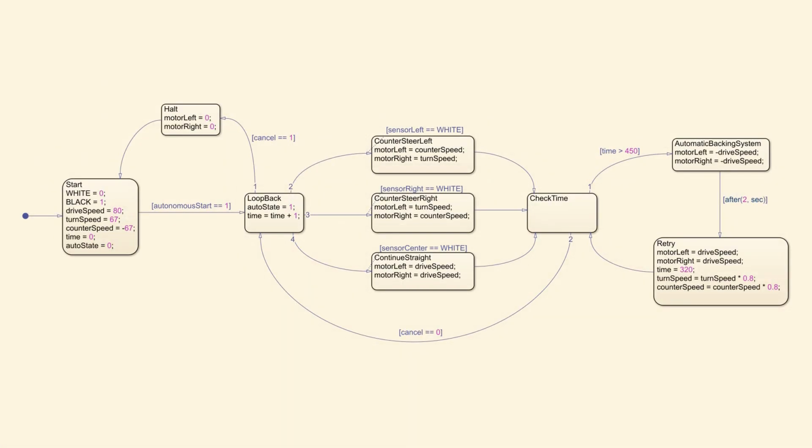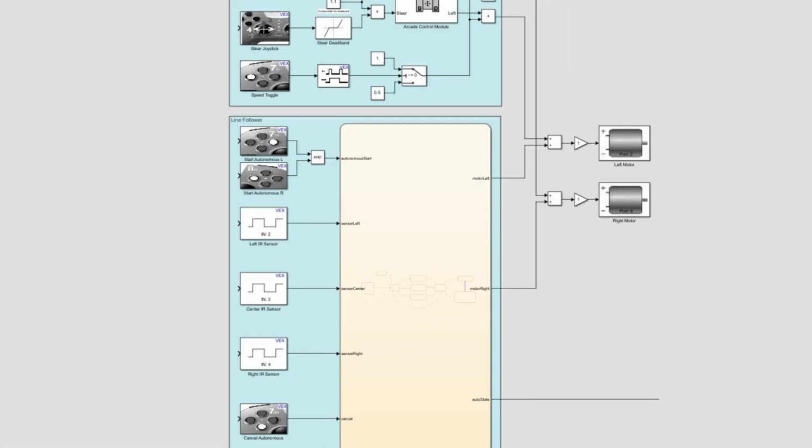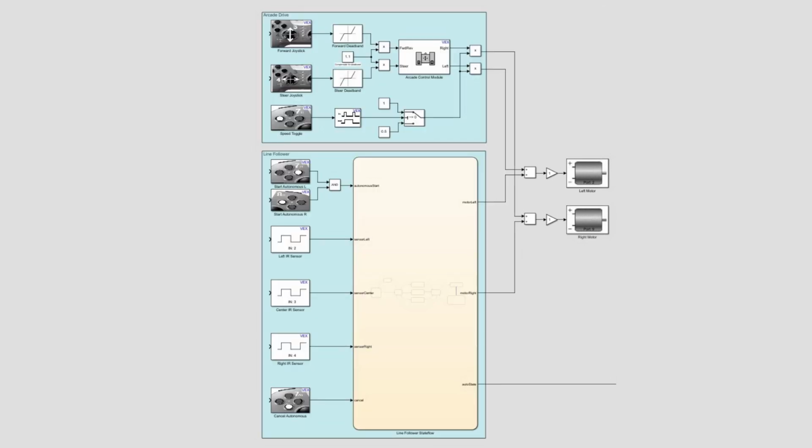The state flow implements a loop to determine Gray's steering depending on which of the 3 IR sensors detects the white line. The line follower also features an automatic backing system. If the brain biopsy needle misses its target, Gray will back up and try again. We used sum blocks to combine drive motor signals from the drive and autonomous systems.